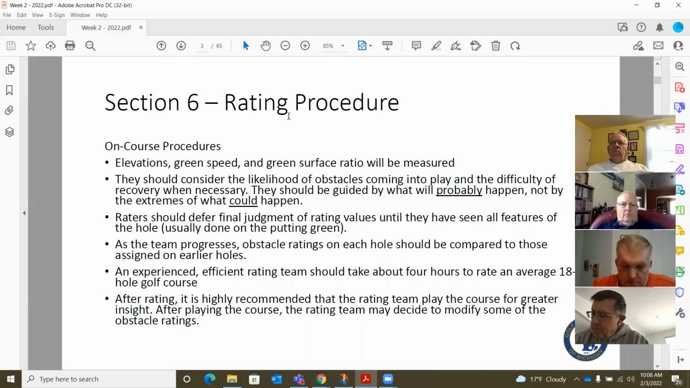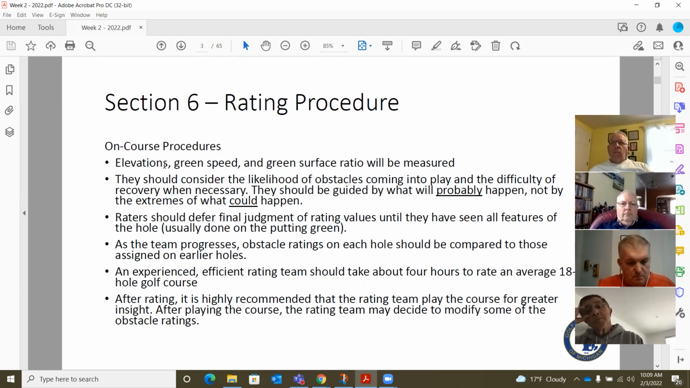All right, so a couple things. When we are on course, there are references to elevations, green speed, and green surface ratio. These are all things that will be handled by our measuring team. It'll be denoted on our form 1, but it's not something that you're going to be required to do as a rater when you're rating the golf course. These things will be gathered for you.